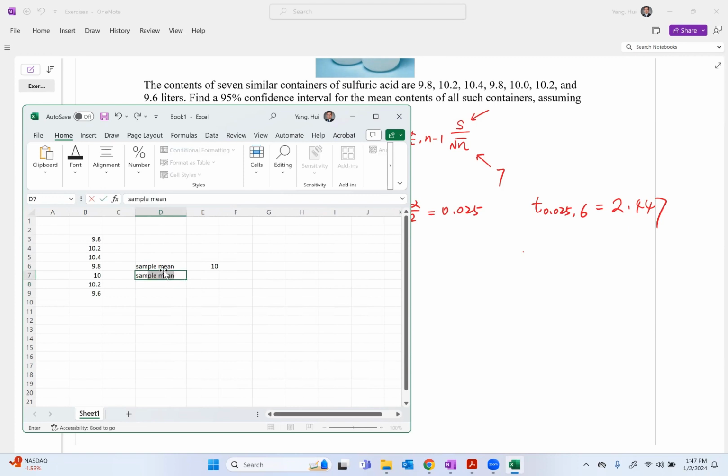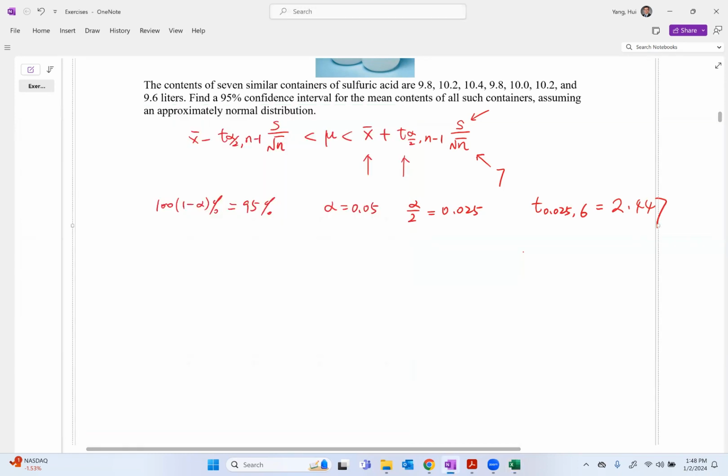Now let's get the sample standard deviation. This will equal STD. This one is based on the entire population. This one is based on the sample. So let's use this. And we got the sample standard deviation as 0.282843. Let's take 3 digits, and this will be 0.283. Okay. Now let's go back.